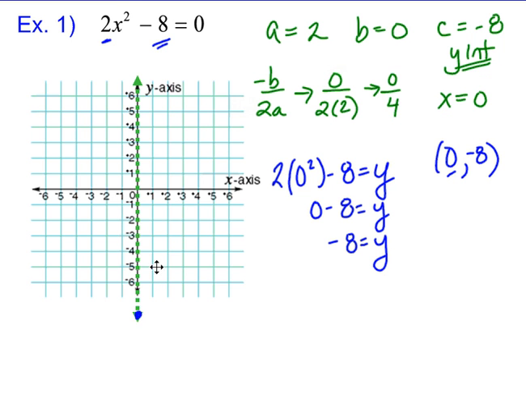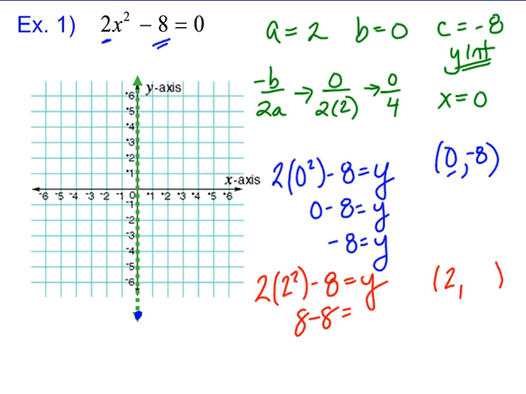So let's try putting in 2 and see what will happen. We plug in a 2, we get 2 times 2 squared minus 8 equals y. And 2 squared is 4, 4 times 2 is 8. And we see that 8 minus 8 is indeed 0, so we know that (2, 0) is a solution to this. Now, because this point is 2 away from the axis of symmetry on the right side, on the other side it will be 2 away to complete the parabola.